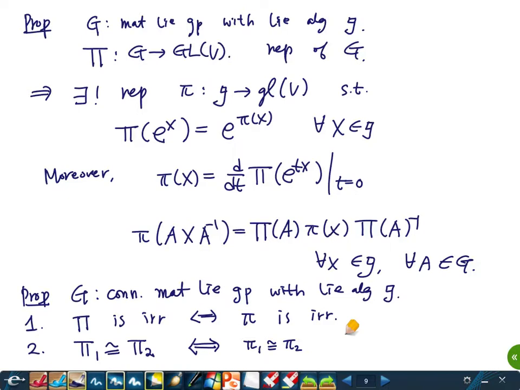So in this case, classifying irreducible representations is really the same on the Lie group side and the Lie algebra side. So we will be focusing on the Lie algebra later because of this. Okay.